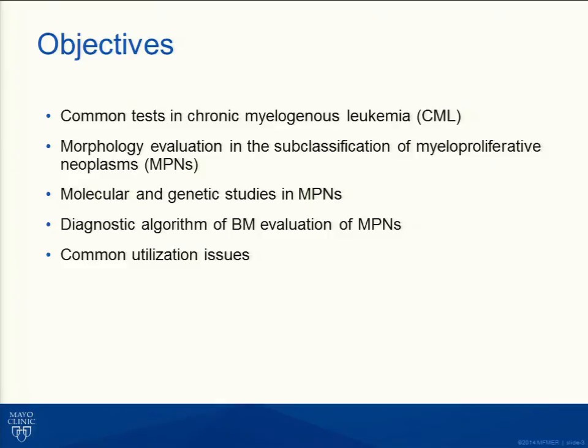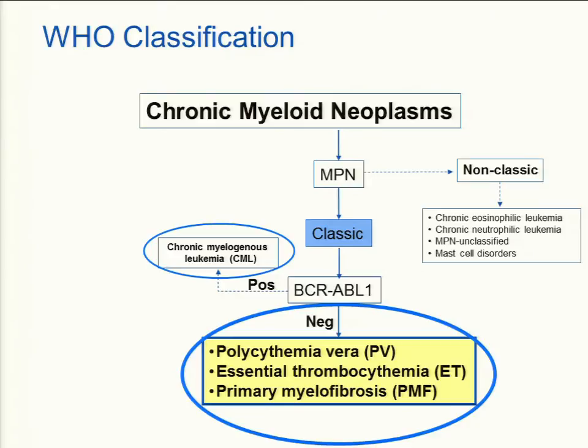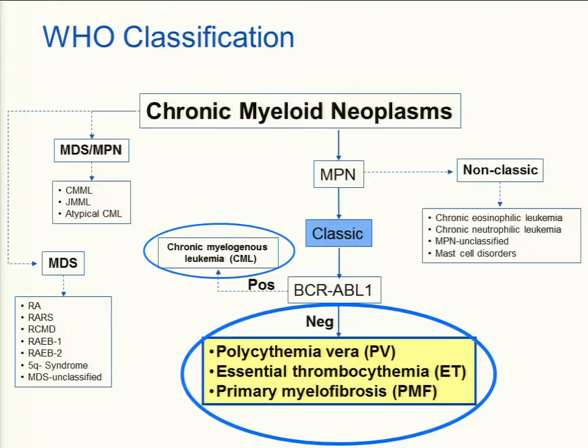So, we're going to focus on the classical ones, essentially the BCR-ABL positive CML and the BCR-ABL negative PV, ET, and PMF. We're not going to touch upon the MDS/MPN. We're going to talk very briefly about CNL due to the recent description of the CSF3R mutation in that disease.